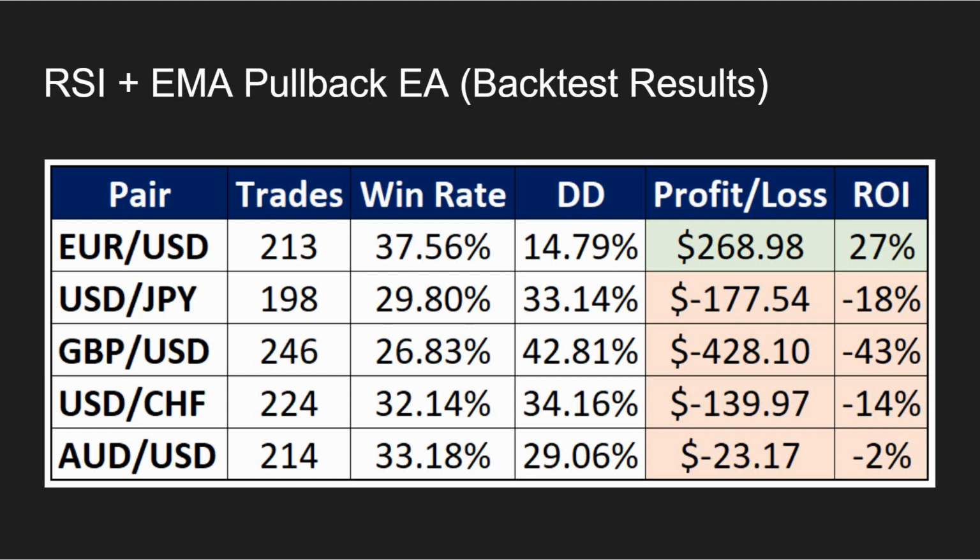In terms of win rate, very widely different between the win rates, the average there is probably the low 30%. And drawdowns again very varied between them all, with the Euro USD having the least at 14.79 and GBP USD nearly going to 45% of the initial $1,000. And then in terms of profit and loss and ROI, you can see that the Euro USD had a fantastic return of 27%, and with the GBP USD having the worst at 43%, and then the others just falling somewhere in between.